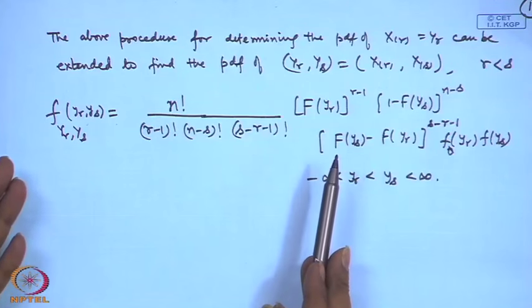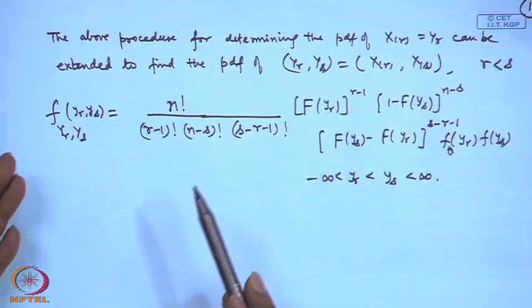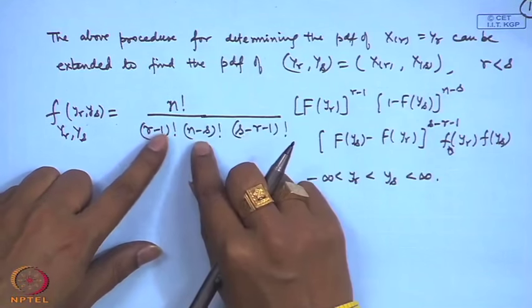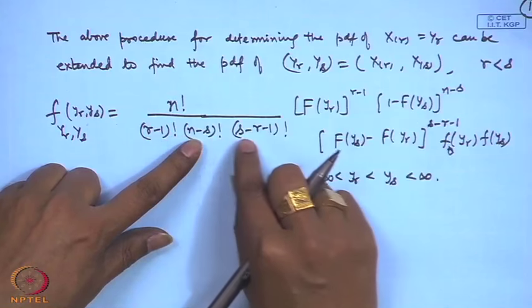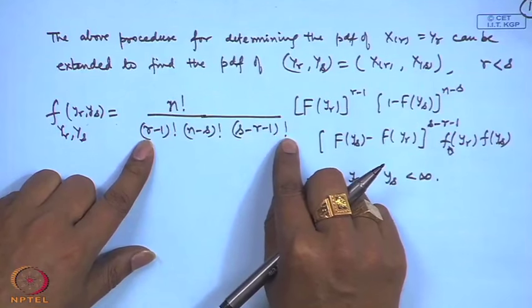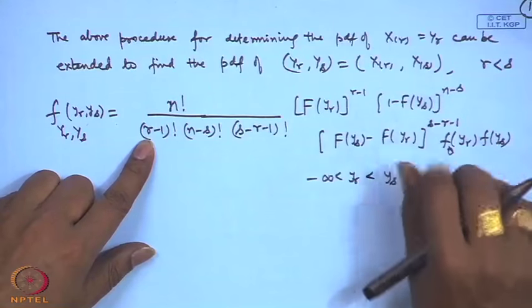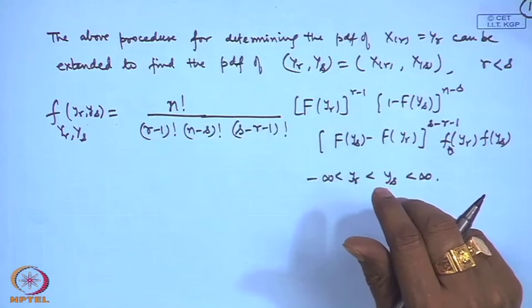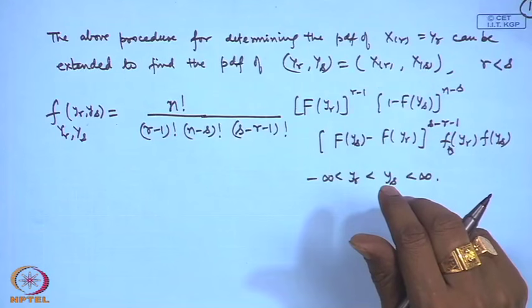You can also look at the distributions of 3, suppose I say r, s, t, where r is less than s less than t. In that case you will have r minus 1, then you will have n minus t factorial, then you will have s minus r minus 1 factorial, then you will have t minus s minus 1 factorial, and similar terms will come here also. So, this procedure that I have given is giving you an insight into the calculation for such things. That is very useful, and you will be able to actually obtain the distributions of various types of such quantities here.